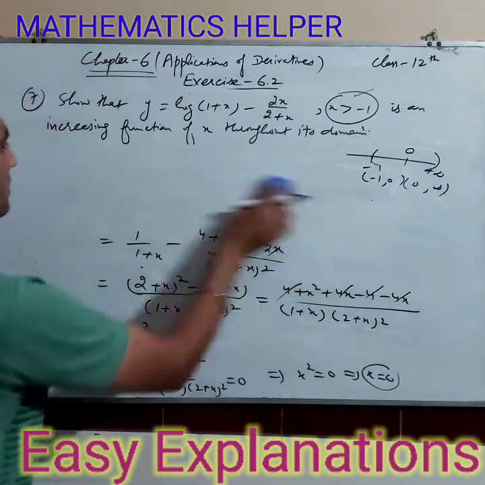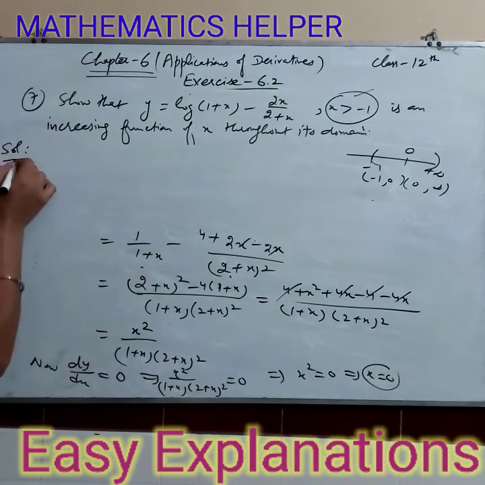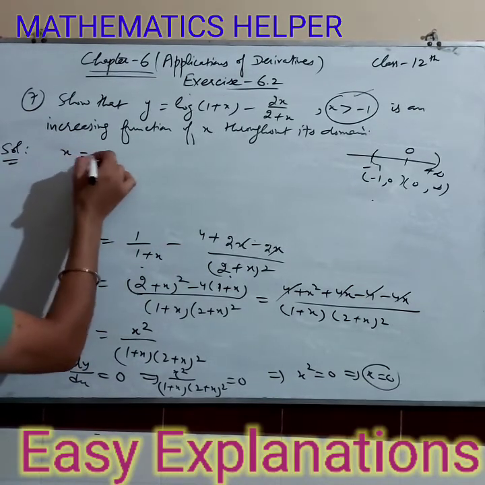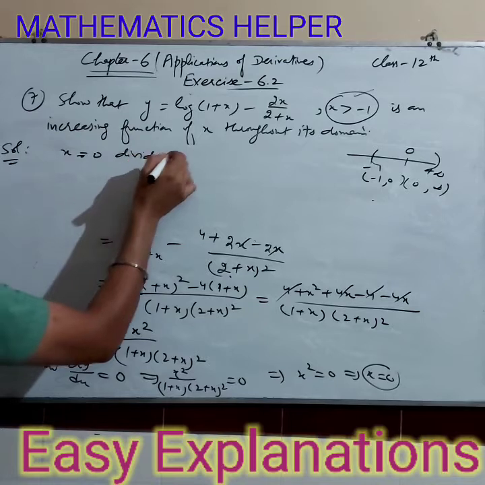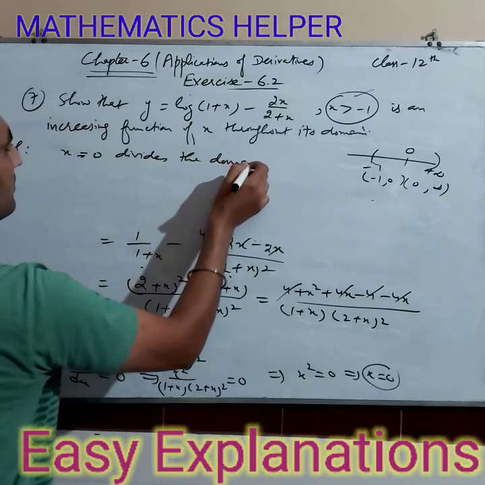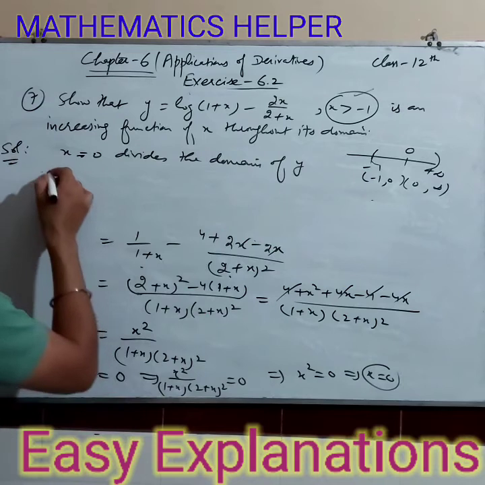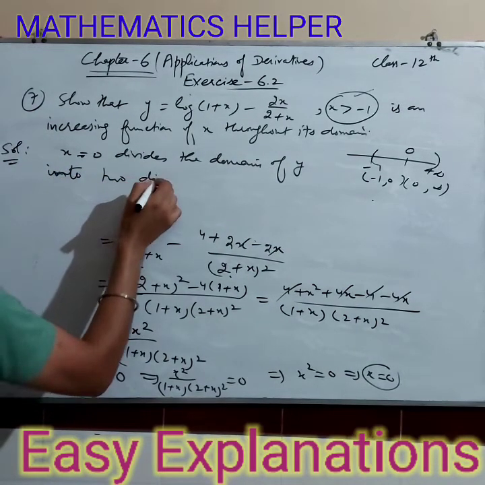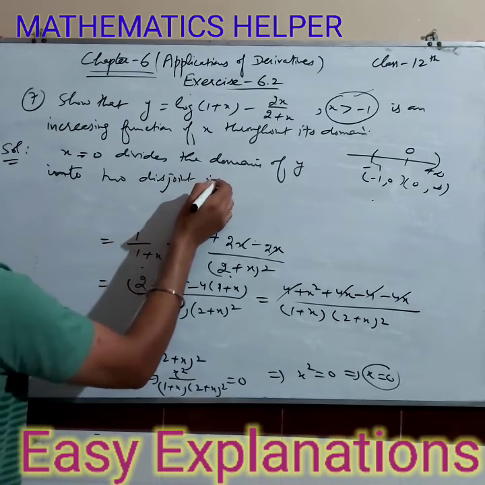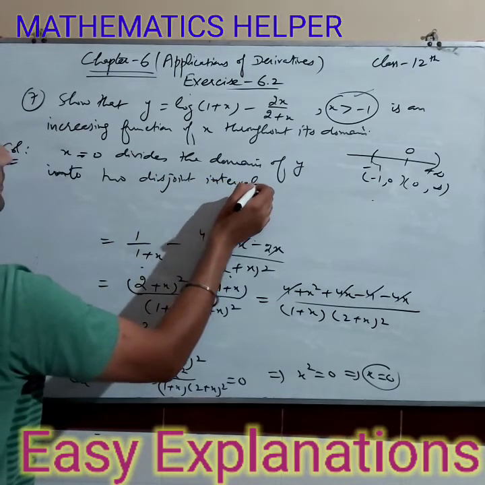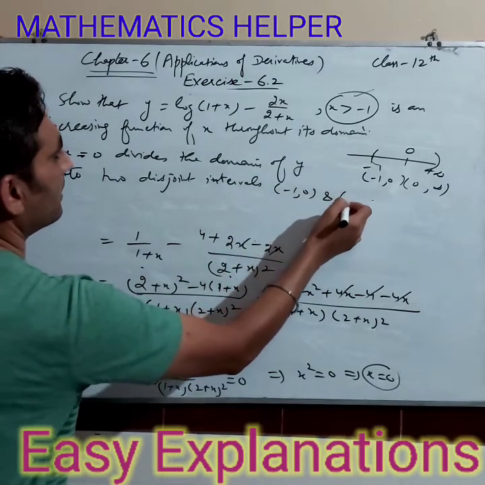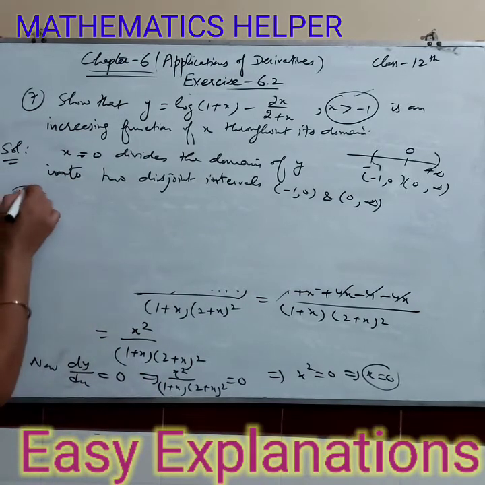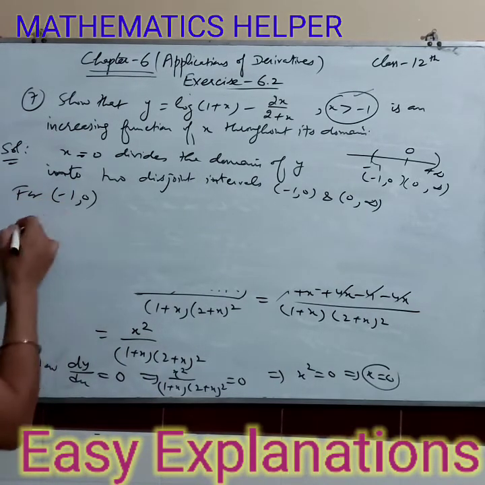So I am writing its calculation now here. I am going to erase it. So we have to write now the derivative's value. For first, write: x equal to 0 divides the domain of y into two disjoint intervals. What are they? Minus 1 to 0 and 0 to infinity. So we will write now answers for both the intervals. For minus 1 to 0 first.